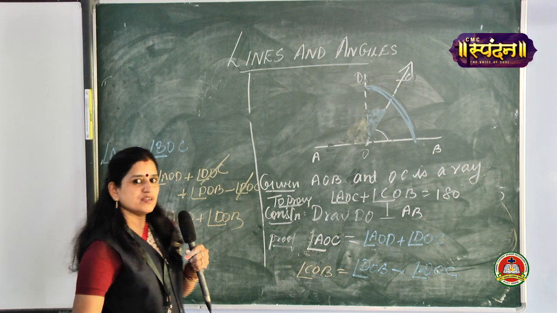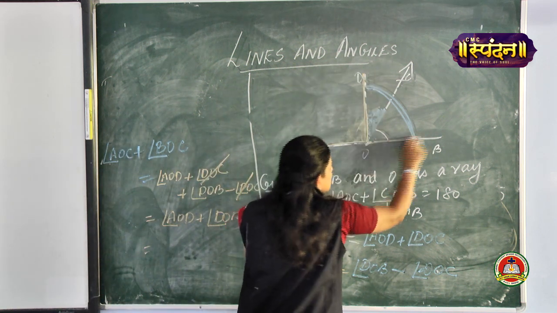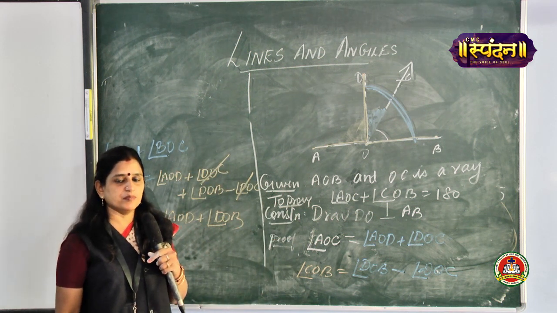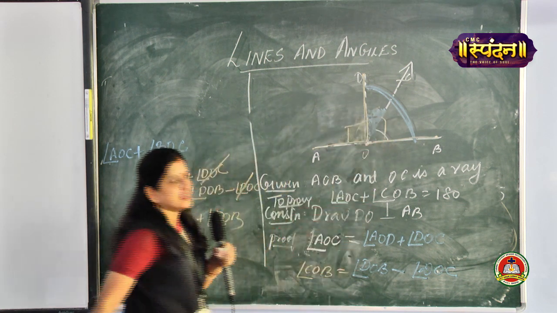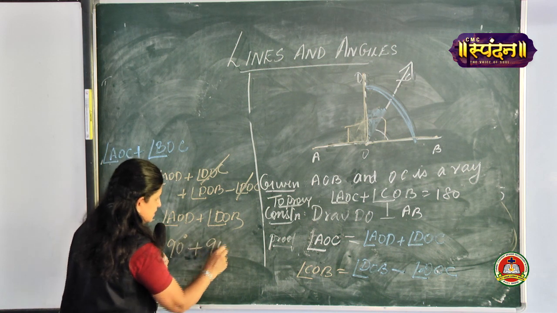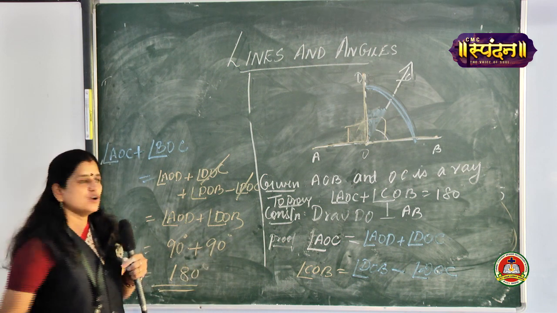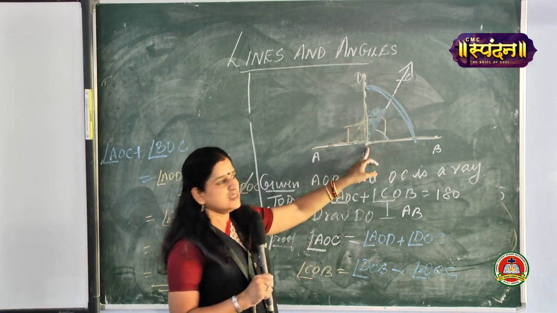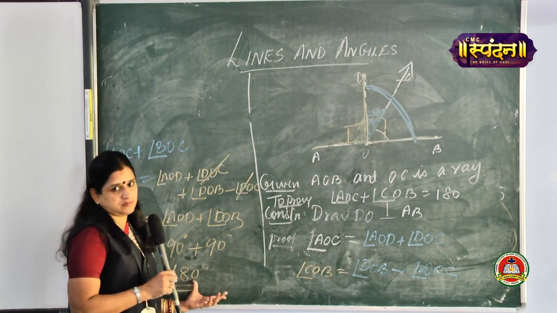Are you able to observe the figure over here? What is angle AOD plus angle DOB? As you have done the construction over here, a perpendicular line, that means these two angles are 90 plus 90, which is equal to 180 degree. So have you understood how, whenever there is a ray, the sum of the two angles formed over here is equal to 180 degree.